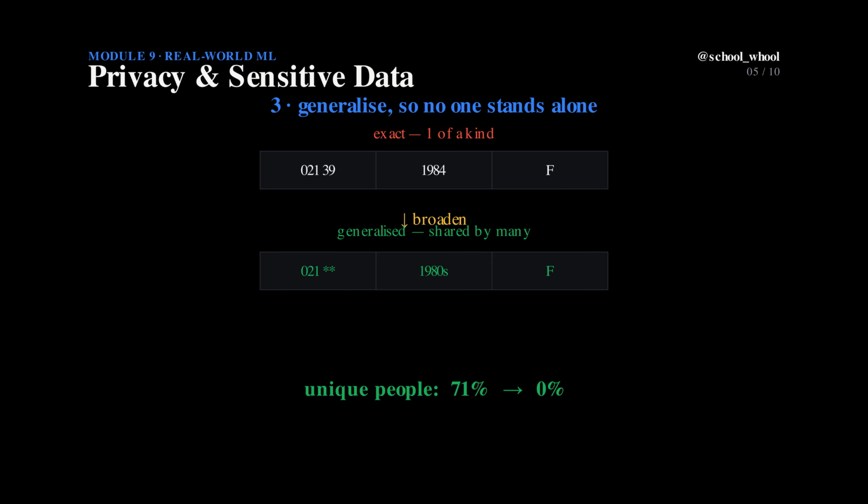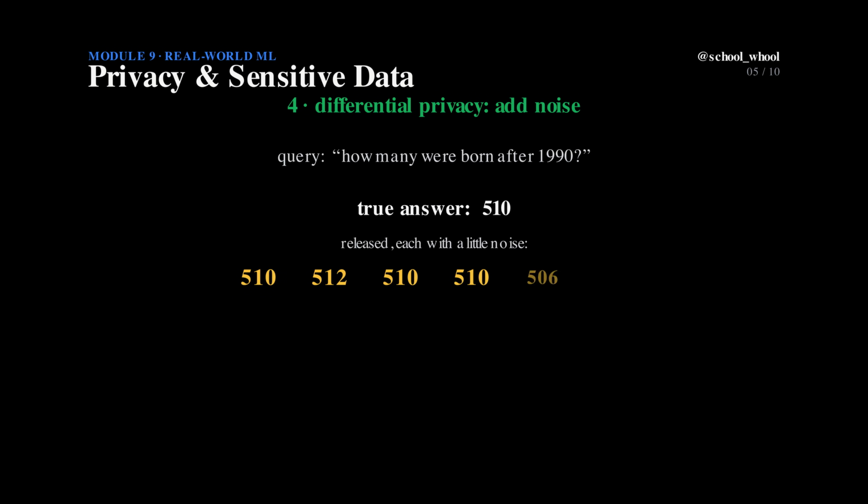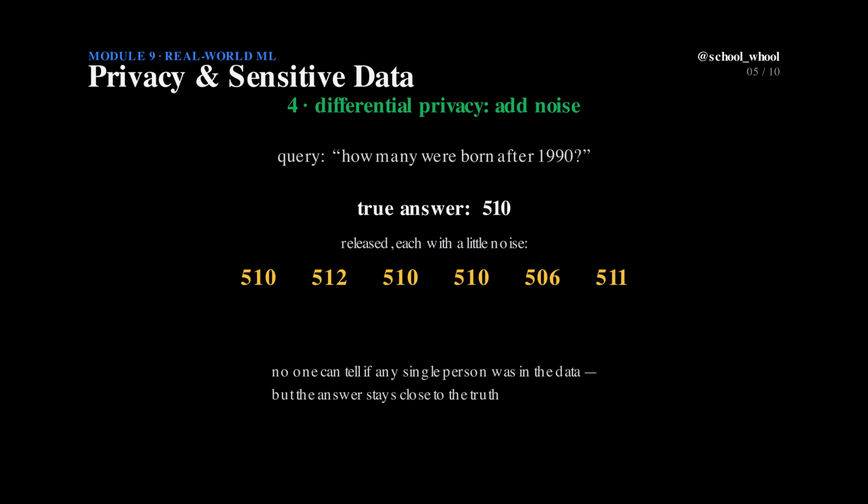4. The gold standard, differential privacy. Suppose we ask a database, how many people were born after 1990? The true answer is 510. Instead of releasing that exactly, we add a little calibrated random noise, so each release comes out slightly different. Nobody can tell whether any single person was even in the data, yet every answer stays close to the truth.